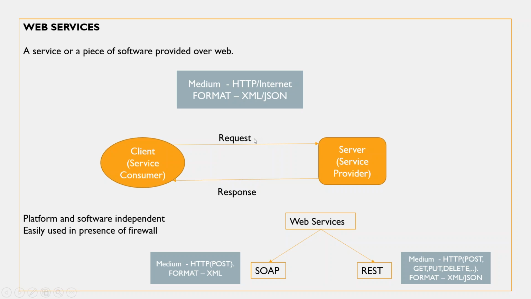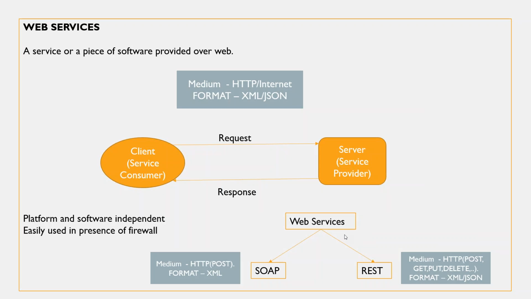Now the next question is how these web services are implemented. They are implemented in two ways: SOAP, which is Simple Object Access Protocol, and REST, which is Representational State Transfer. SOAP allows only the HTTP POST operation, and the format it supports is only XML. Clear? Whereas REST supports all HTTP operations like POST, GET, DELETE, PUT, and all these different types. For format, it accepts XML, JSON, text, anything. So you can see that REST is more flexible and less rigid.